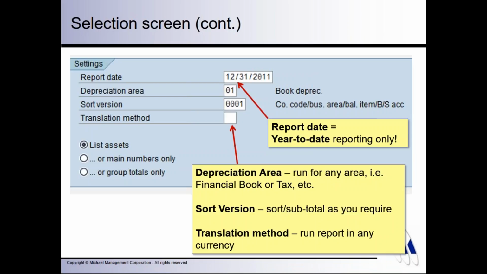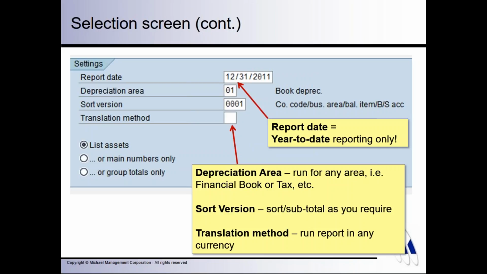You have a couple other fields. Depreciation area obviously allows you to run this report for the financial book, area 1, but also for the tax areas if you want to, and that is a big difference. Right? Certain asset values only apply to the book area, and other asset values only apply to tax areas, and vice versa.